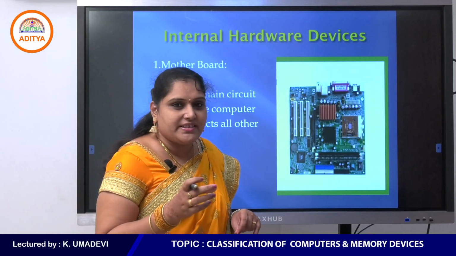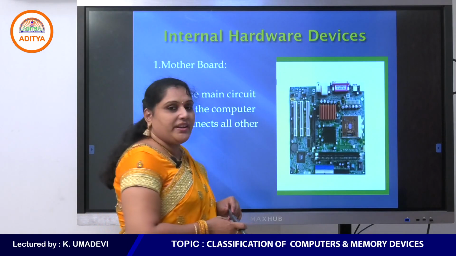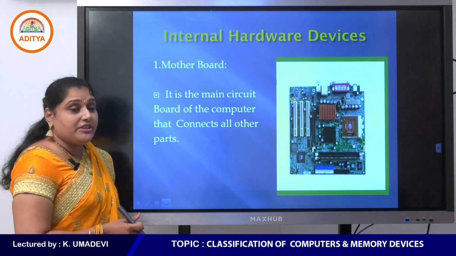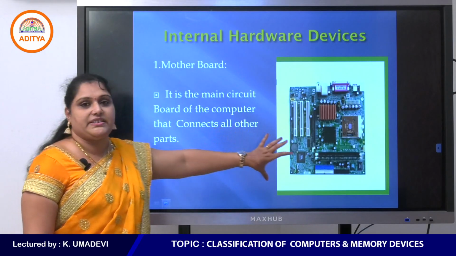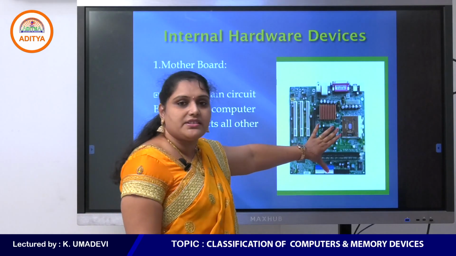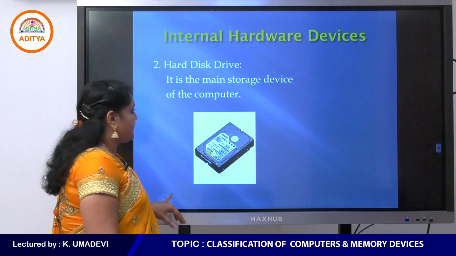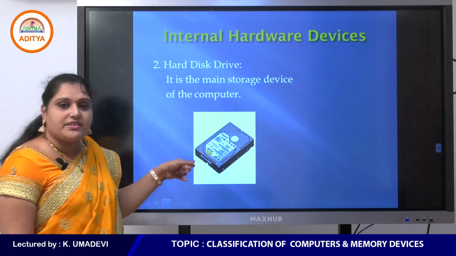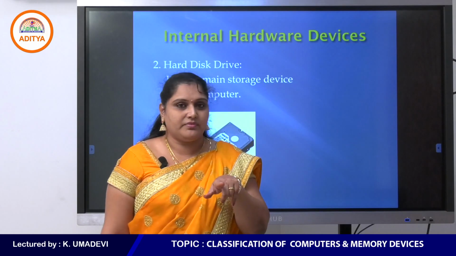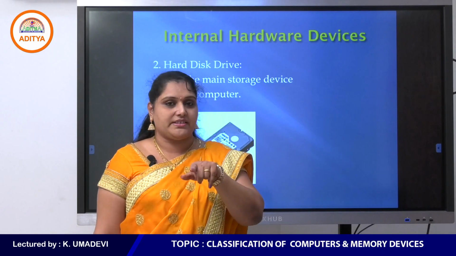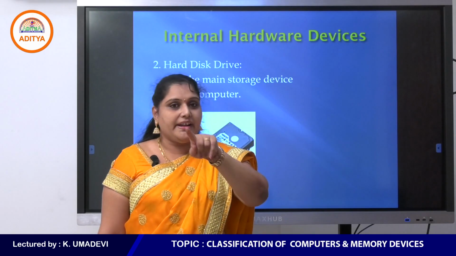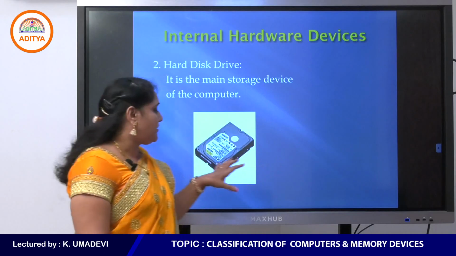In the previous class we already discussed the main components, that is the motherboard. This is one of the internal hardware devices, and the motherboard is the main component which connects all other parts. And the next one is the hard disk drive, because the hard disk is located inside the CPU. That's why it is called an internal hardware device. That means it is placed outside the motherboard and inside the CPU, and connects to the motherboard.